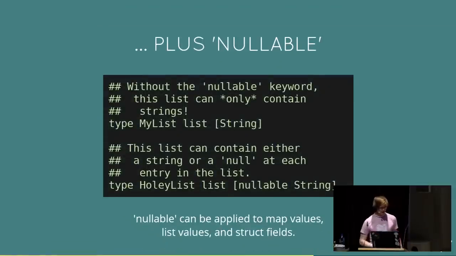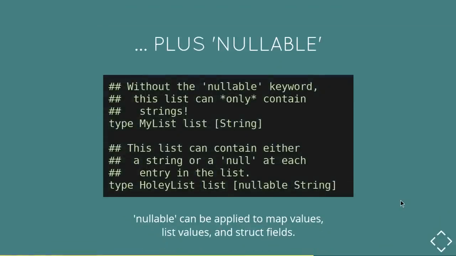And now, I've changed the slide color to get your attention, because this is the first time I'm going to add a modifier. The data model, basically being lifted from JSON, I haven't made too much of a point of this yet, but it has nulls in it. Often referred to as the trillion or billion dollar mistake, the big mistake of programming. In the schemas, things are not nullable by default. But you can say that they're nullable. So if you don't say nullable, a list of strings can only contain real strings. If you do, hooray. So nullable is a keyword that you can apply to map values, list values, and struct fields.